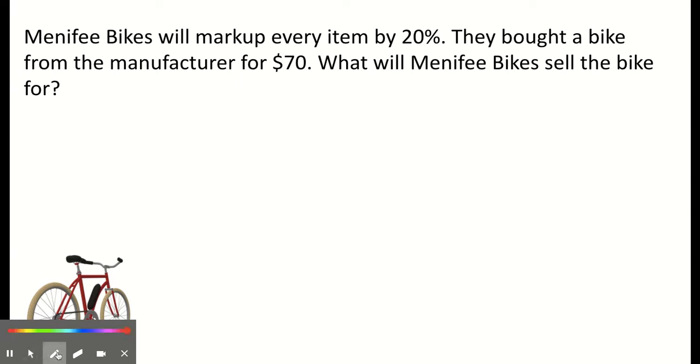All right, so let's just kind of pick out some important information before we begin. So marking up means that they're going to be adding to the cost, and they're marking it up by 20%. So they're increasing the amount by 20%. They bought the bike for $70. So this number right here, the original, is my whole. All right, what will Menifee Bikes sell the bike for? So we're trying to find out what they are going to sell it for. It makes sense that they would mark it up just so they can stay in business.